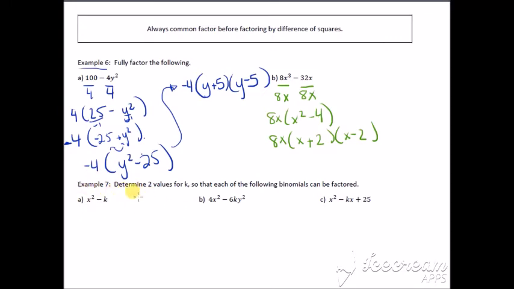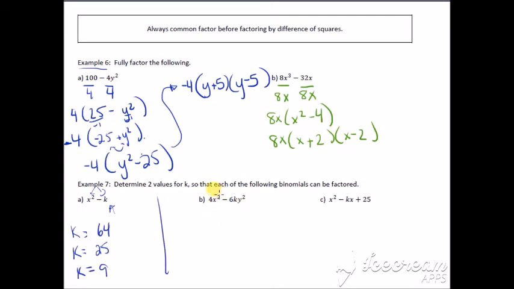Okay, number 7, determine two values for k so that each of the following binomials can be factored. Okay, so because there are two terms here, and there's a negative between them, we're going to do difference of squares. So k can be anything that we can root. So it could be 64, it could be 25, it could be 9, okay? Any number that we can root.